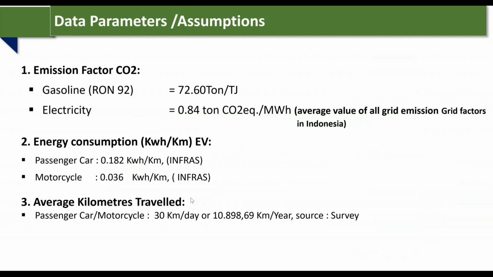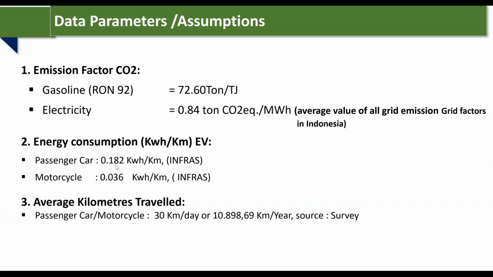Okay, we are using these parameters and assumptions to calculate our GHG emissions. The first one, gasoline, we are using RON 92, with CO2 of 72.60 tons per terajoule. And for the electric vehicles, it is 0.84 ton CO2 equivalent per megawatt hour, the average value of the grid emission factor in Indonesia. And for the energy consumption per kilometer for electric vehicles, we got the figures from iNFRAS.